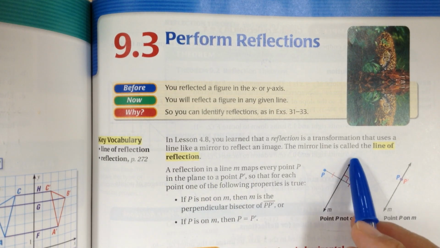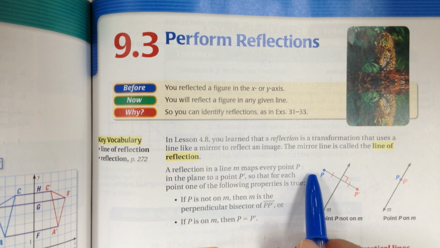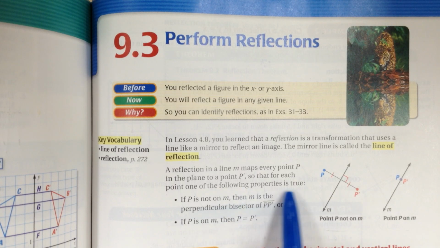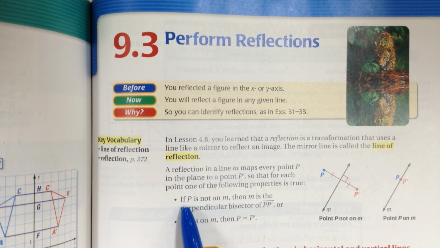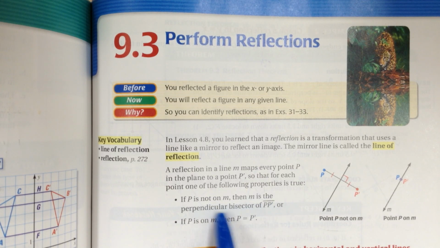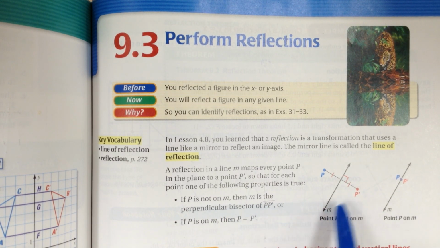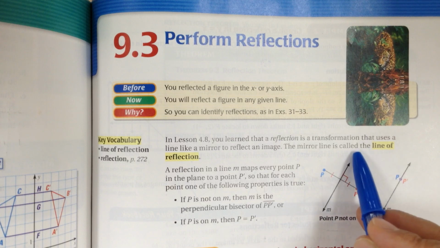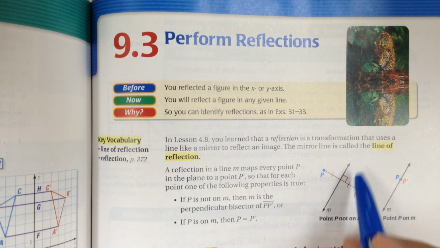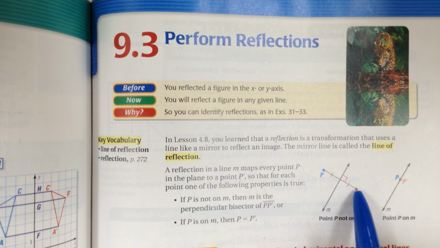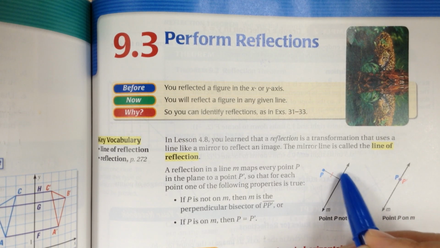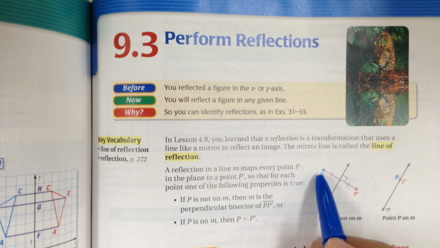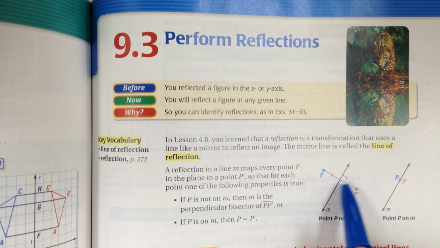A reflection in line M maps every point P in a plane to a point P prime, so that for each point, one of the following properties is true. If P is not on M, then M is the perpendicular bisector of PP prime. So when you connect P and P prime, this becomes the perpendicular bisector. What that means is that when you connect the two points, P and P prime, it is going to be a right angle, and also the distances will be congruent, the same length. So P to the line is equal to P prime to the line.